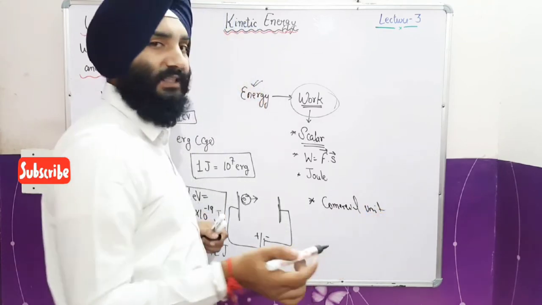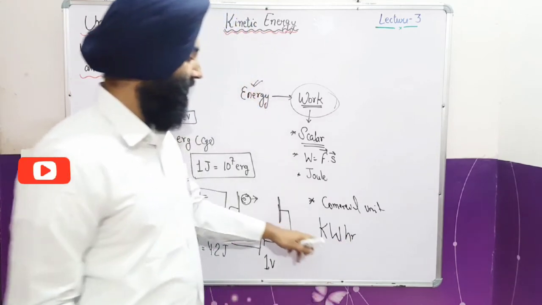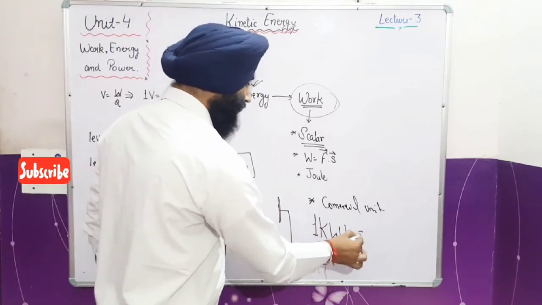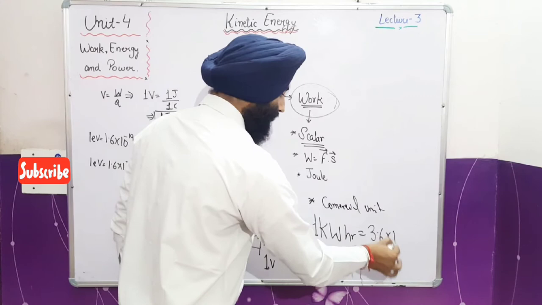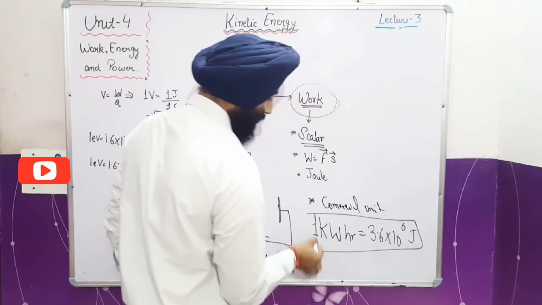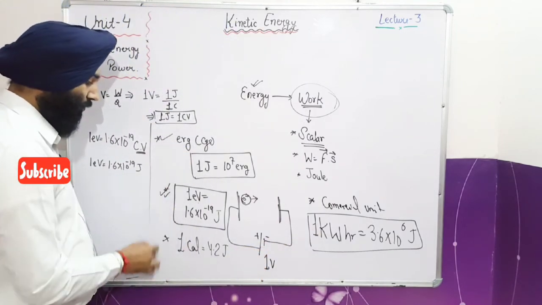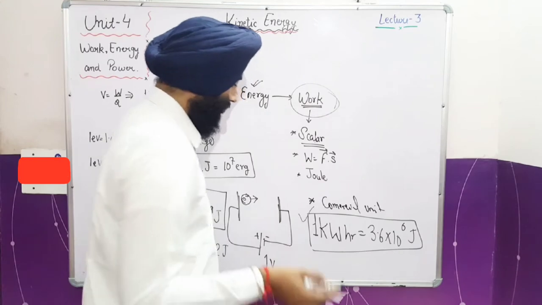So the commercial unit of energy is what? It is the kilowatt hour. And you know that 1 kilowatt hour is how many joules? 1 kilowatt hour is 3.6 into 10 raised to power 6 joule. So this is the simple relation. So how many units of energy do we have? We have joule, we have electron volt, we have calories, and we have watt hour.